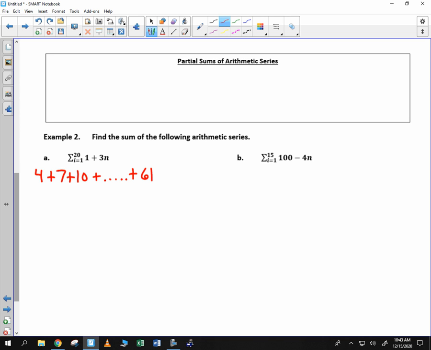So the way that we add these up is the sum of the first n terms of an arithmetic sequence is equal to the number of terms you have times the first term plus the last term, divided by 2.